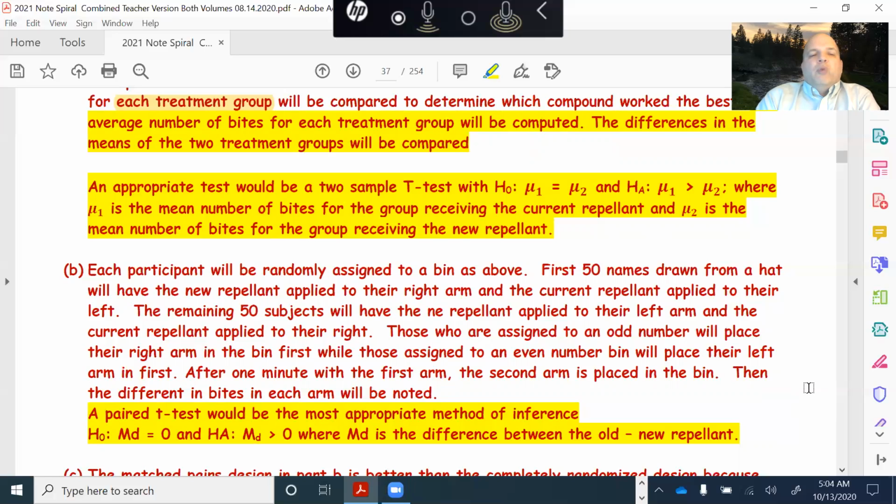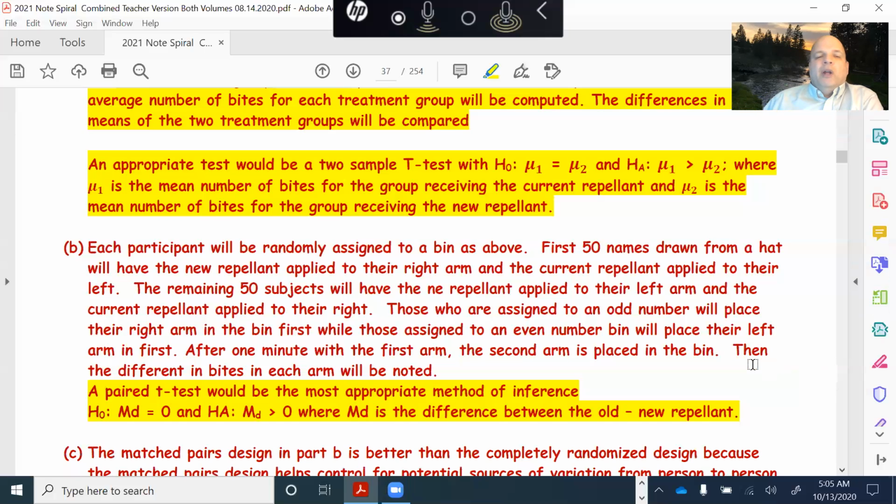Really important to swap which one goes first, because after the mosquitoes have fed on one arm, they may not be hungry for the second arm, or maybe the first arm stirred them up and so they bite more of the second. We don't know, so randomization is really important, so swap whether the new or current compound goes first. After 1 minute with the first arm, the second arm is placed in the bin. Then the difference in bites in each arm will be noted. In other words, we're going to compare the number of bites again to see what is more effective.